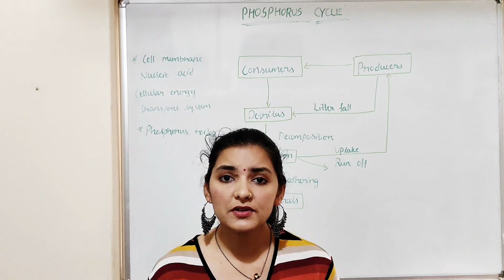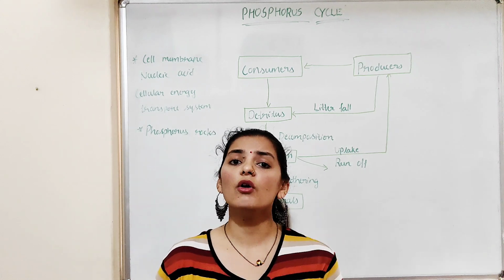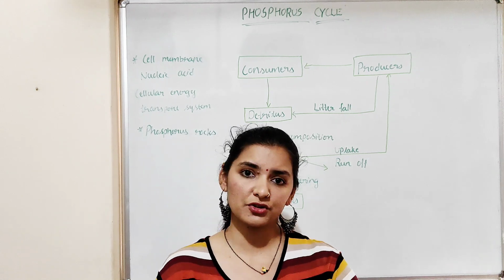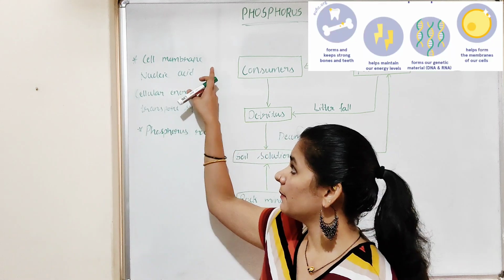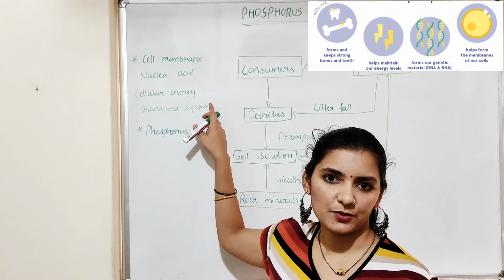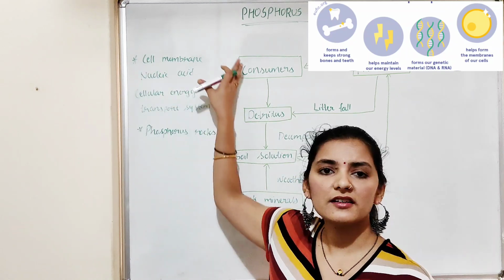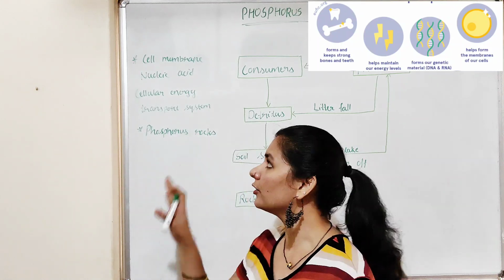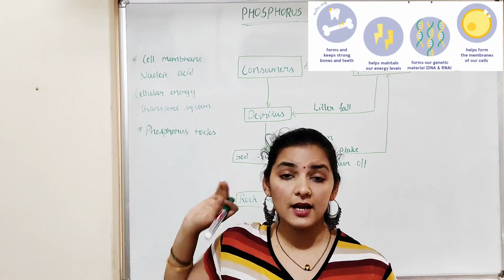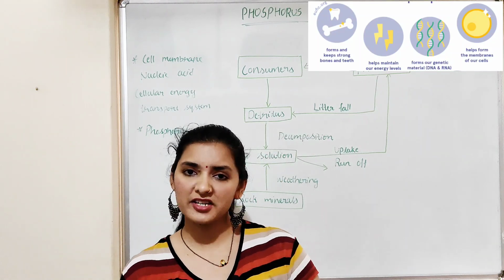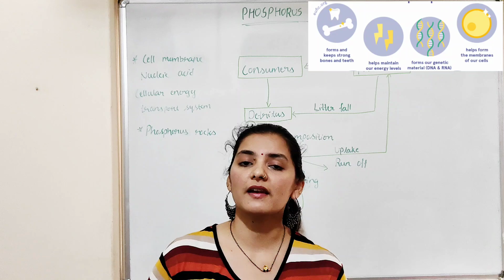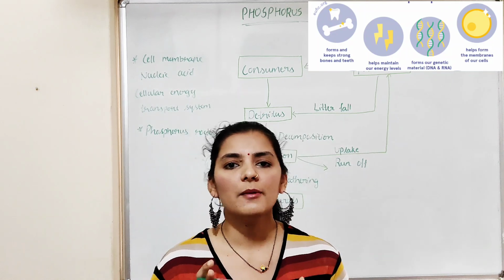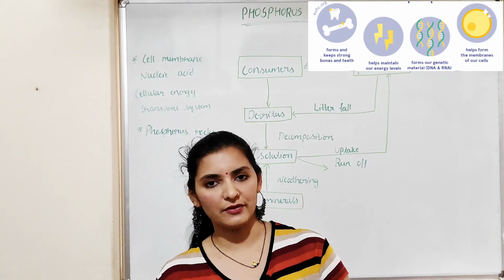As you all know, phosphorus is a very important component of all living organisms because it forms a very important part of the basic structure of our organisms, like cell membrane, nucleic acid, cellular energy transport system, etc. Phosphorus is required in a large quantity by organisms to form structures like teeth, bones, etc. That's why phosphorus is a very important, basic and major component of all living organisms.